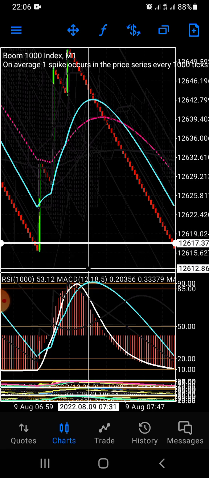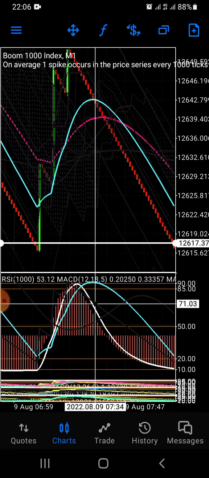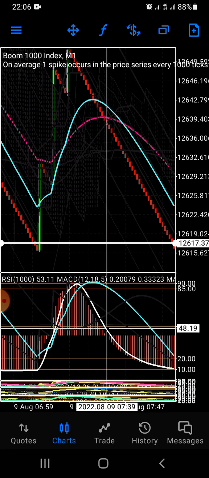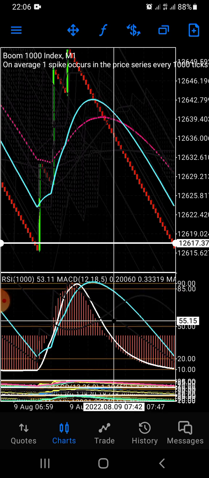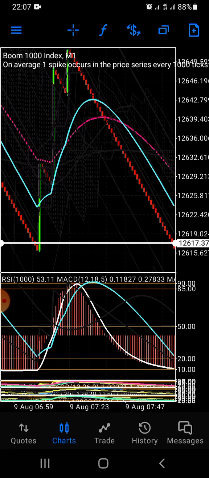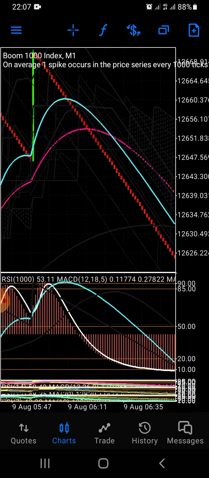So this is it. You enter from here. When this white line touches level 20, that's your exit. Entry and exit. In this instance, it gives us 20 candles. Let's back test for more. This is another good signal.